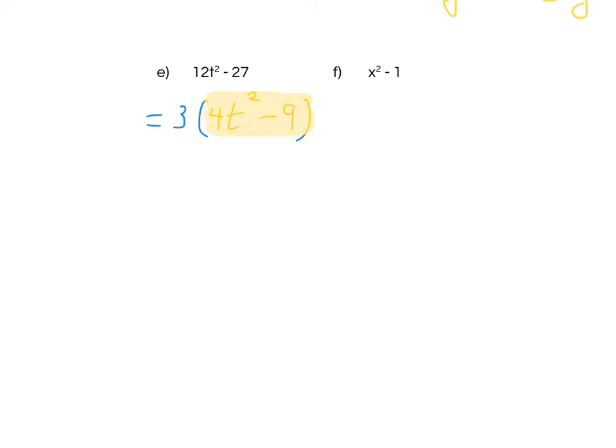And so I'm just going to continue my work. I'm going to carry my 3 down to the next line. And now I'm going to simply factor the difference of squares portion of this question. So 2 brackets.